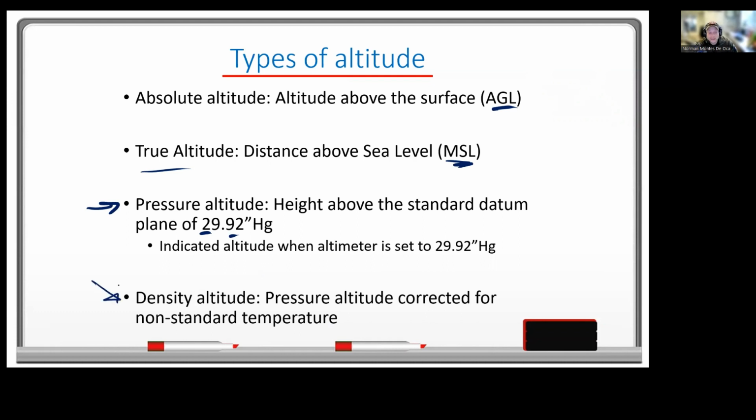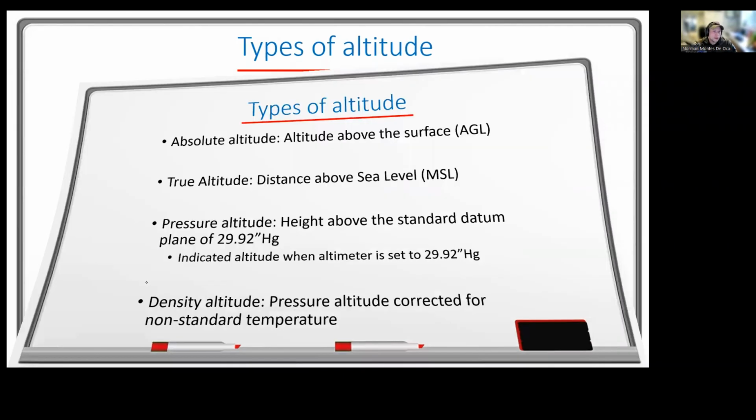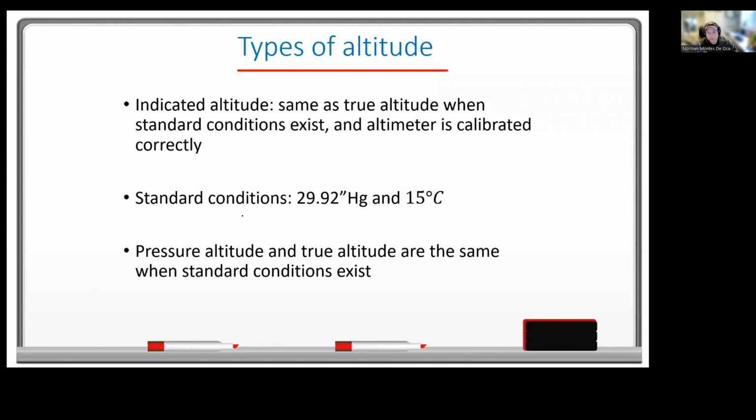And then density altitude, which is the pressure altitude corrected for non-standard temperature. But in plain English, density altitude is what the airplane thinks it is flying at. So if it is a really hot and humid day, the aircraft is going to think you're at a higher altitude, and it's not going to perform quite as well. So density altitude is the one you really want to watch out for. Then there's indicated altitude, which is what we read off our altimeter. Our standard conditions are 29.92 inches of mercury and 15 degrees Celsius. That is a standard day. Remember that pressure altitude and true altitude are the same when those standard conditions exist.